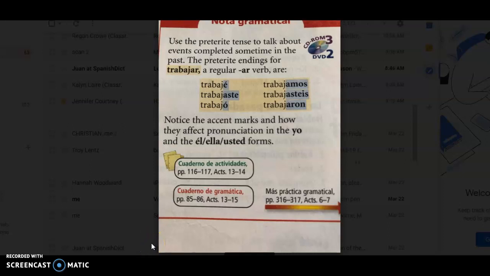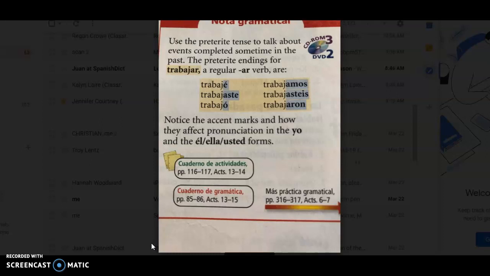All right, so we're going to talk about the preterite today. I love this lesson. It's so much fun. But anyway, the preterite is the past tense of the verbs. We're going to be on page 307. That's where this little box is in your book. But the preterite is the past tense.